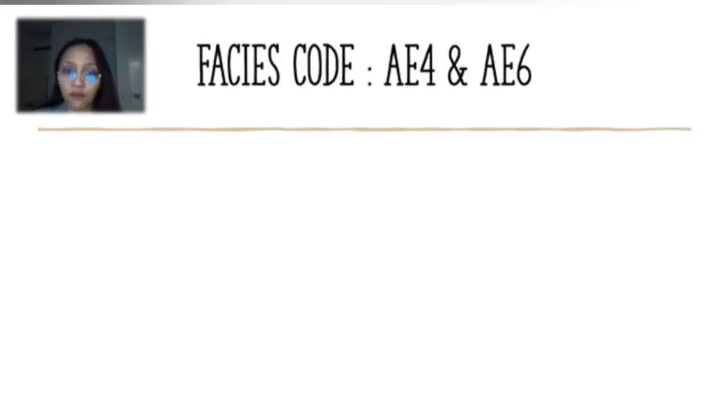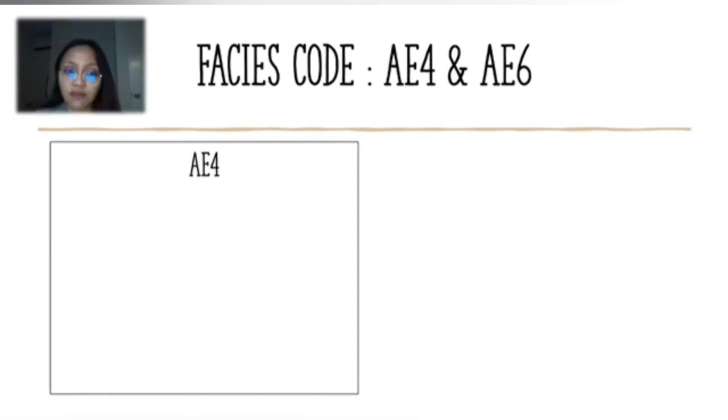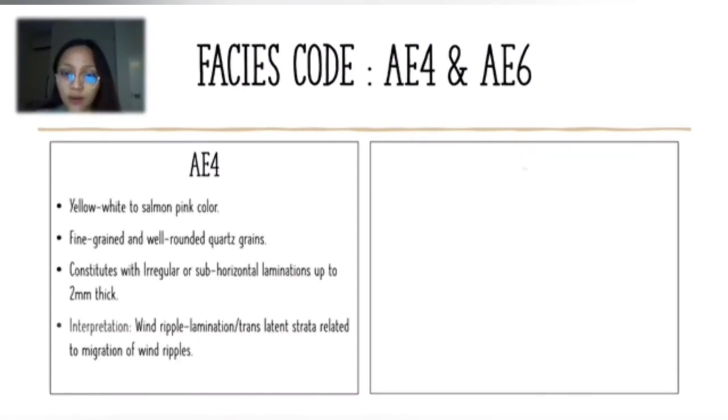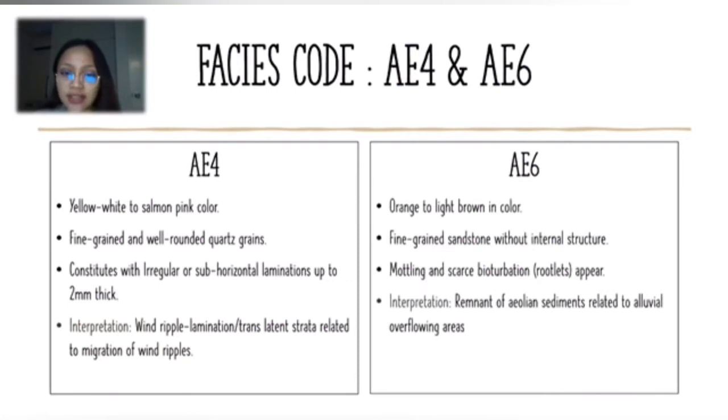Okay, so in these facies, it also has two main facies consisting of AE4 and AE6. So AE4 is the same as I mentioned before. What I want to emphasize here is on AE6. So AE6 is orange to light brown in color, fine-grained sandstone without internal structure, with mottling and scarce phytobation, rootlets appear, and it occurs due to the remnant of Aeolian sediments related to alluvial overflowing areas.